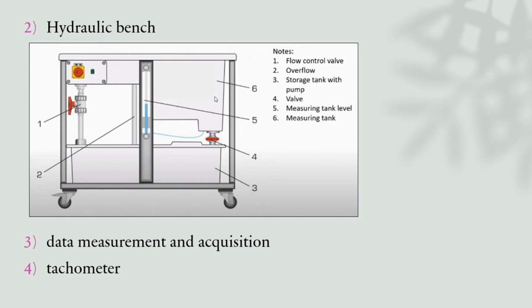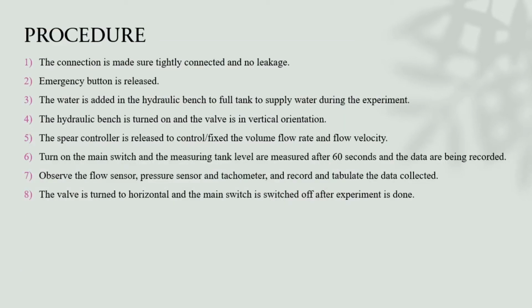And the third component of the experiment is the data measurement and acquisition, and the last one is the tachometer. So the procedure of the experiment starts by making sure the connection, especially the pipe connection, is tightly connected with no leakage. And then the emergency button is released.